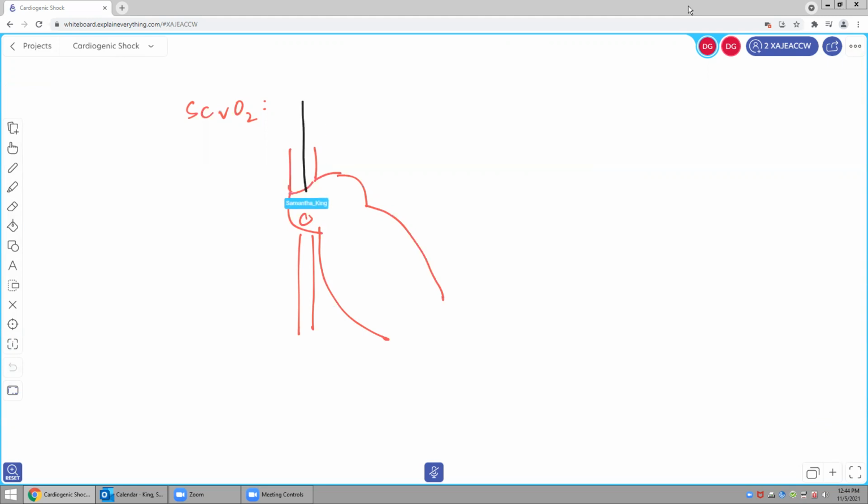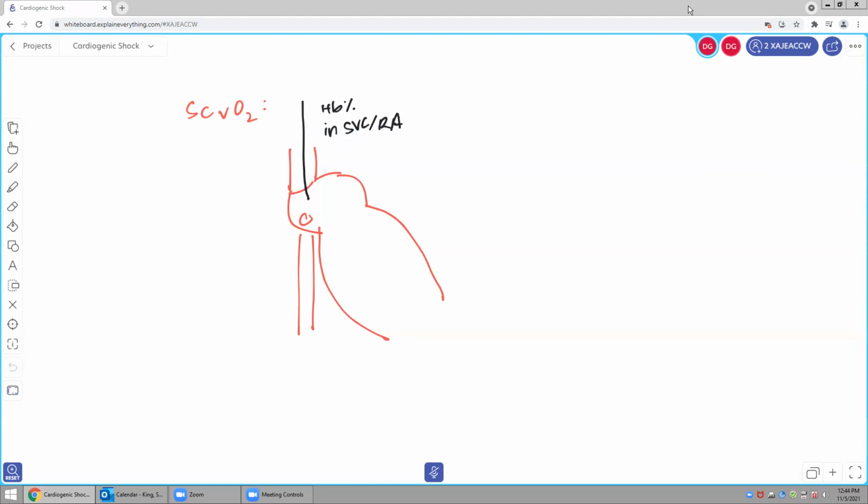Great. And so you measure it off of what kind of a line? Yeah. So this is the percent of hemoglobin that's bound to oxygen in your central veins. And so usually it's drawn off of an IJ central line that should terminate at the end of the SVC or in the right atrium.